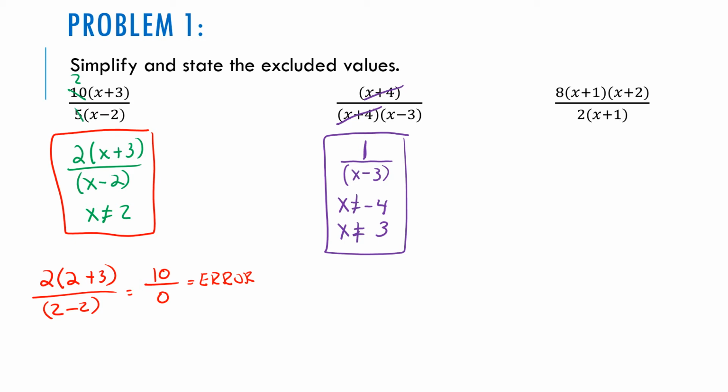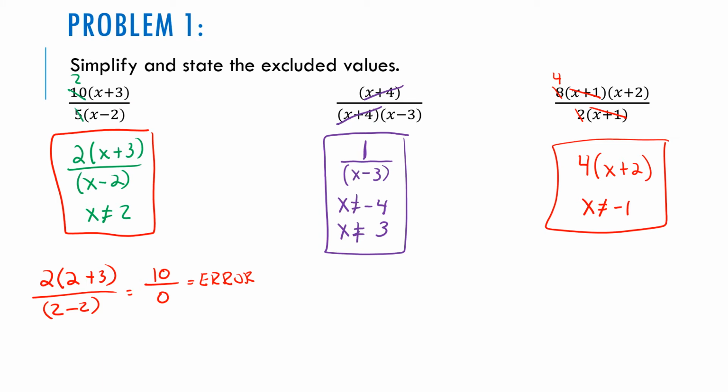Same thing's going to happen over here for the third problem. Let's start off with our excluded values. We have an x plus 1, so therefore x cannot equal negative 1. And so now we can start simplifying. You can see the x plus 1s can cancel out. One's in the numerator, one's in the denominator. 8 divided by 2 becomes a 4. So I'm left with 4 times (x plus 2). There is no more denominator in this problem. Once we simplify, this is our answer.